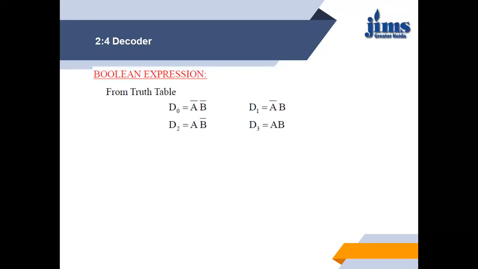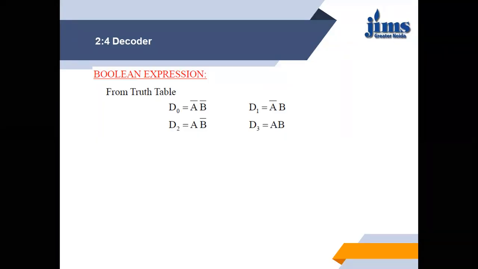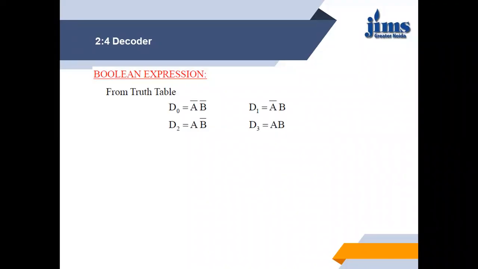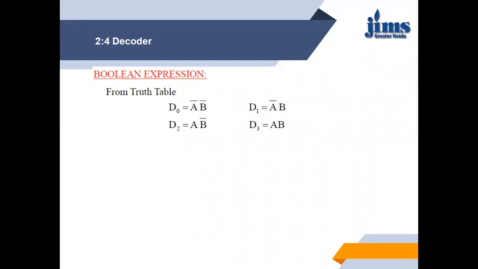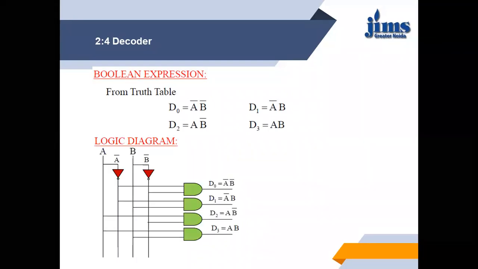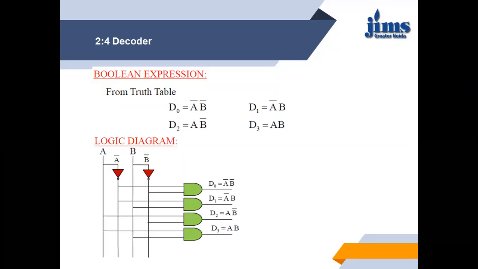So directly we can write the expressions: D0 is A bar B bar, D1 is A bar B, D2 is A B bar and D3 is AB, and we can directly construct the internal structure of the 2:4 decoder with the help of AND gates. So here is the logic. We have input A, we have complemented it with the inverter that will produce A bar. We have input B, we have a complemented line that is B bar.